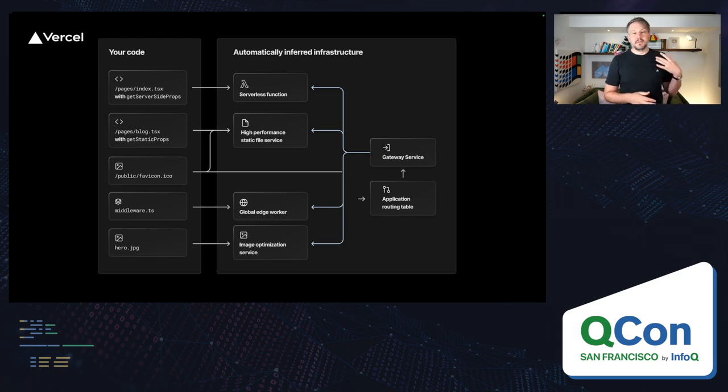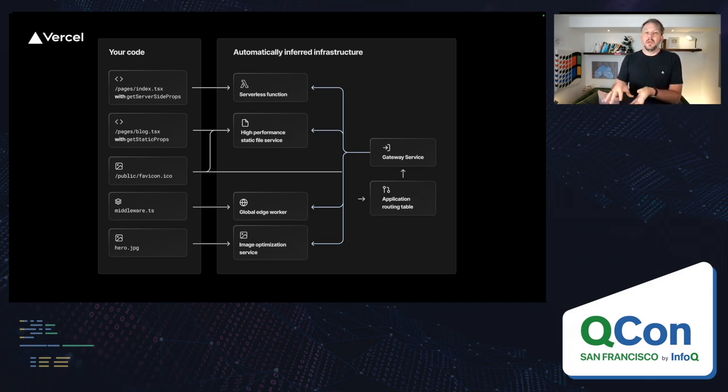The next file is middleware.ts. Now that's a bit of a different beast. That runs a routing phase that needs to run globally, so we deploy a global edge worker to perform that task. And then finally, we have a JPEG image. Now, we could serve that with a high-performance static file service, but for larger images, it makes sense to do image optimization.